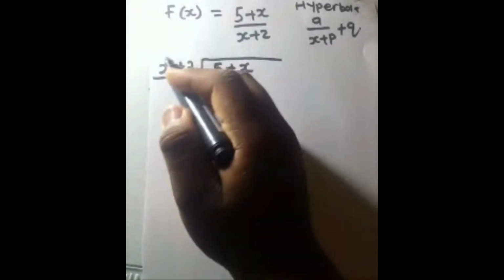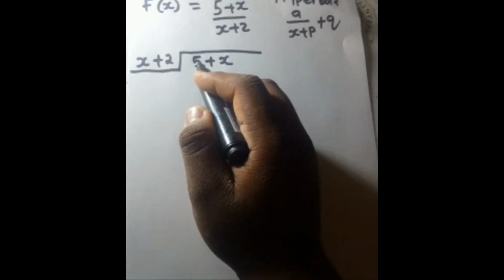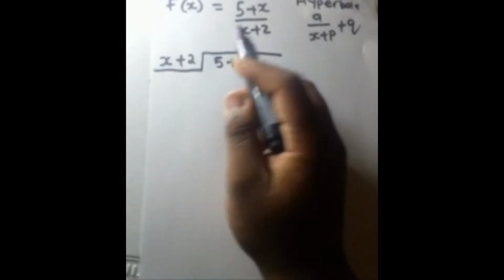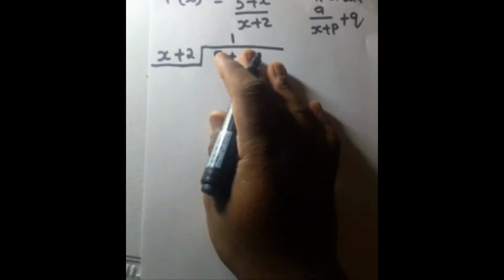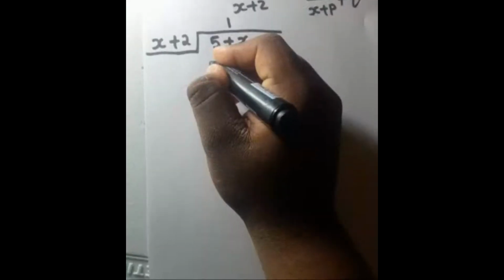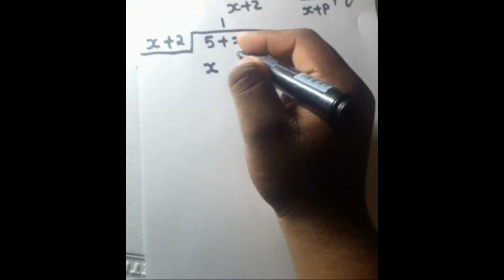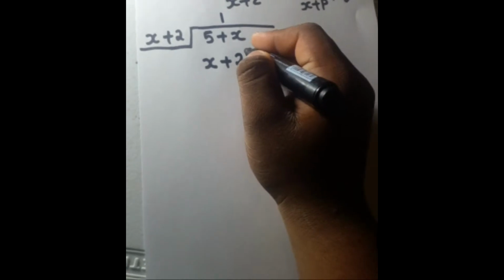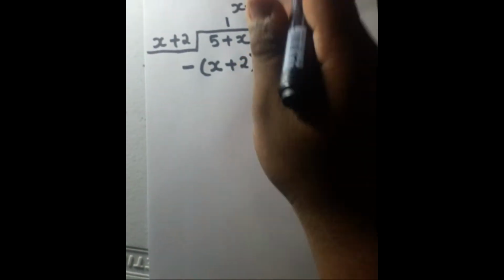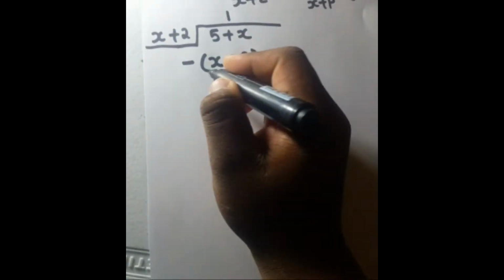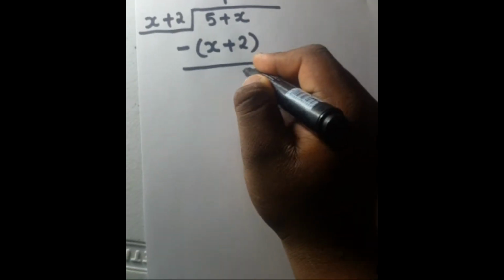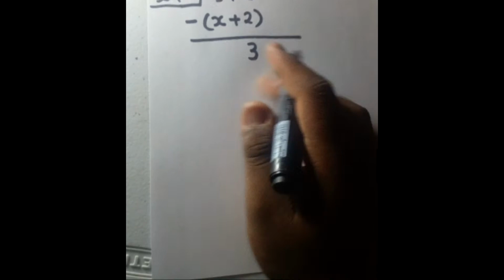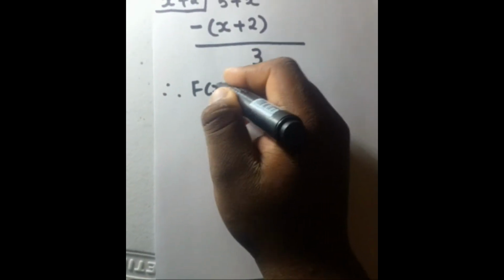Now you will start by doing what? If you say how many times does x get into 5, that is impossible, right? So now you're simply going to say, how many times does x get into x? It is once. After that, 1 times x, 1 times 2, it is positive 2. After that, you subtract. x minus x is 0, and then 5 minus 2 is 3. Is it fine?